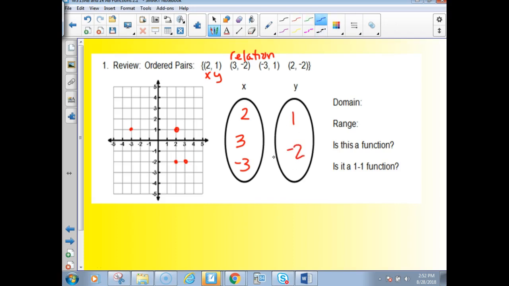To show how they're paired, the first point, (2, 1): 2 pairs with 1. The second point is (3, negative 2), so the 3 pairs with negative 2. The third point is (negative 3, 1), and that negative 3 pairs with the 1, which just showed me that two girls have the same boyfriend. There are two x values with the same y value. That means this is not a function. Also, the last point was (2, negative 2). Oh boy, there's another girl with 2 boyfriends.